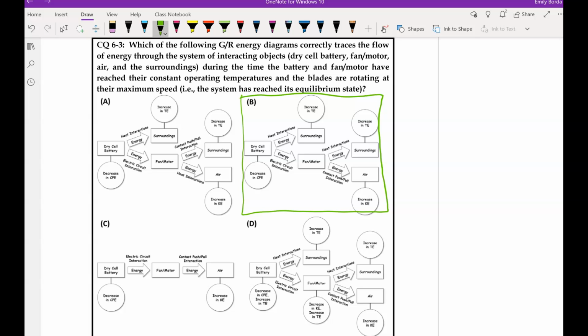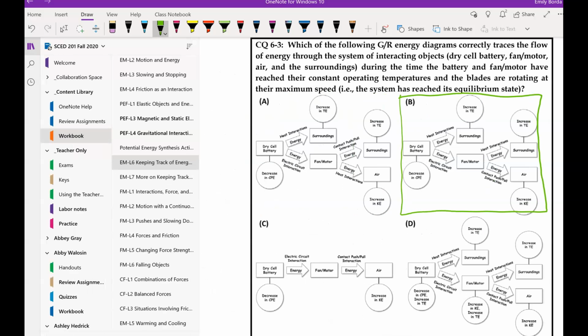It's decreasing in chemical potential energy. And it's powering the fan motor, but it's also interacting with the surroundings to increase their thermal energy. And then the fan motor is pushing around the air, but it's also interacting with its surroundings to increase in thermal energy. So let's go back to our review assignment here.